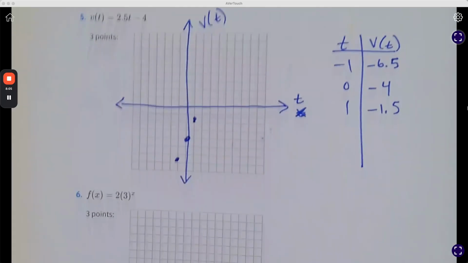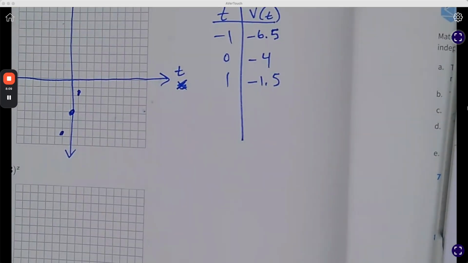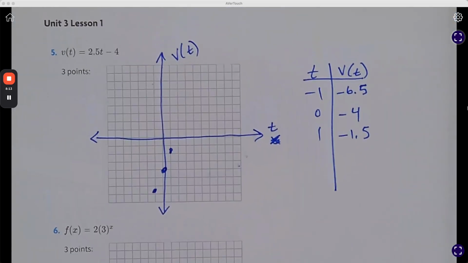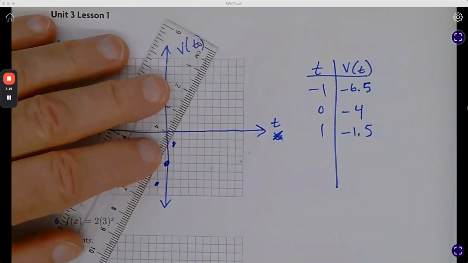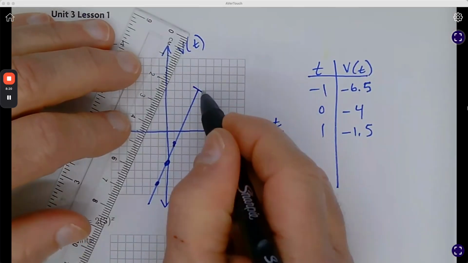I lost my ruler. I found it. I put it underneath my book. Oh my gosh, now I can't pick it up. I got it. We're good. Woo! And that is that.